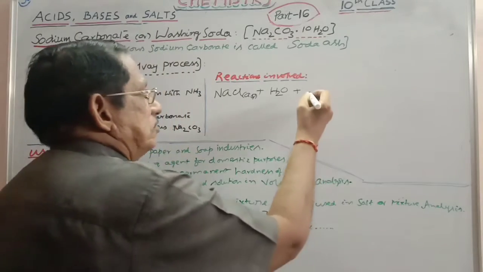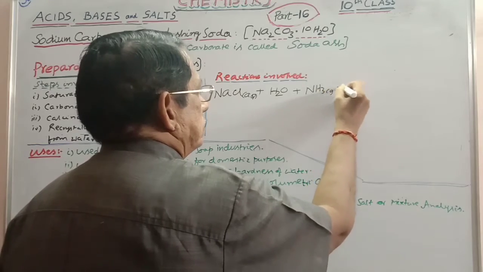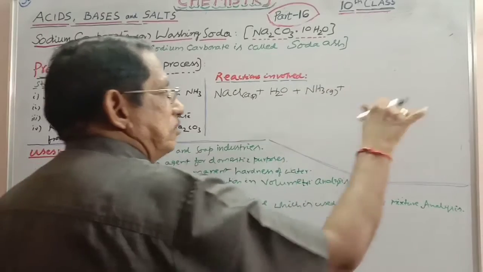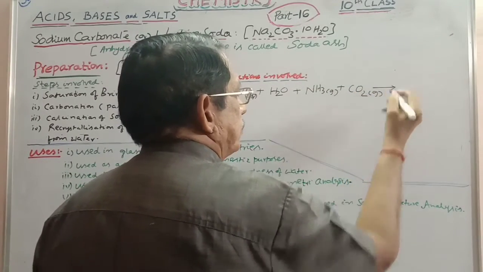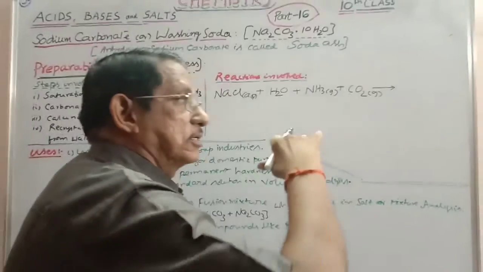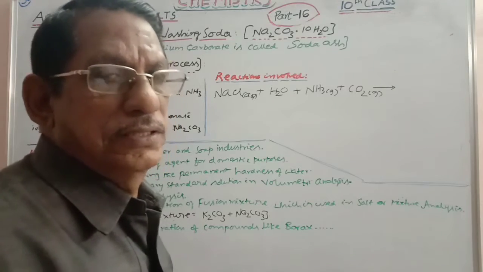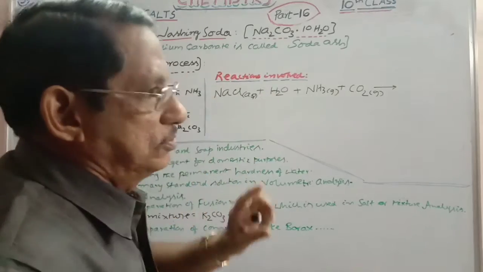Then you are passing ammonia gas continuously. After the saturation of the brine solution with ammonia, you have to pass carbon dioxide. It is also a gas. It is allowed to pass through the solution. You should not allow the carbon dioxide to escape. If it is escaping, there is no reaction. How can you get sodium carbonate and sodium bicarbonate? So it is passed into the solution continuously.